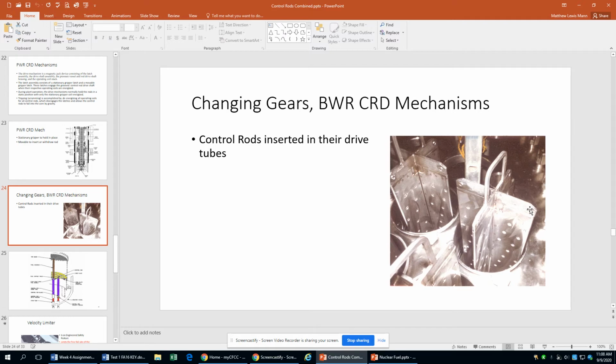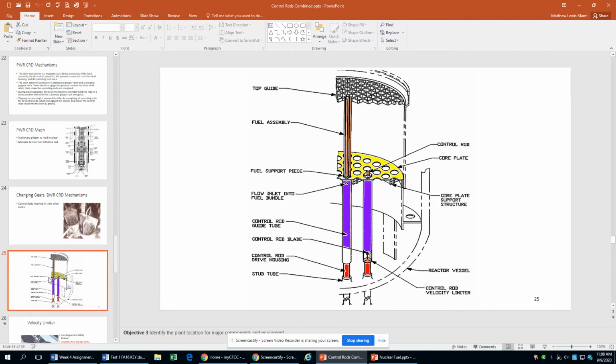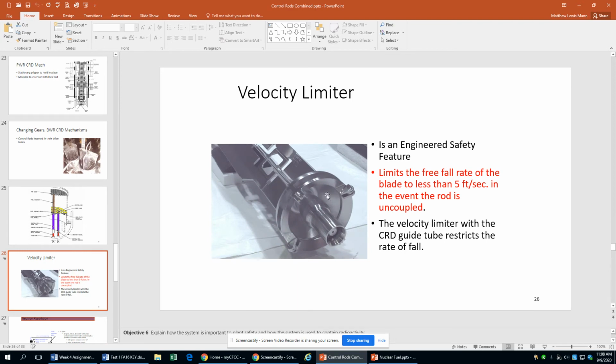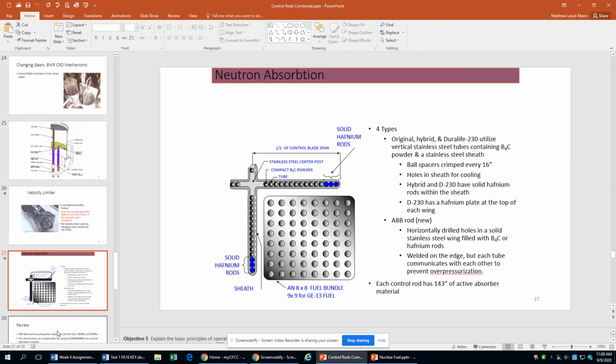So there is a BWR control rod down in its little tube there. You can see it here pictured. The purple is our control rod guide tube. And up here is the fuel. So these control rods are currently withdrawn. And underneath here is our hydraulics that are going to be pushing them up and bringing them back out, and different things like that. There's a velocity limiter on the bottom. We already talked about this to slow the control rod down a little bit.